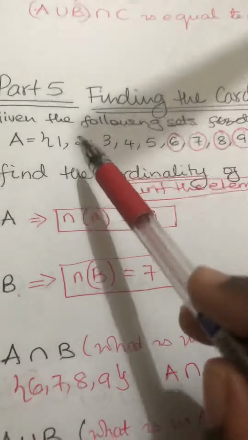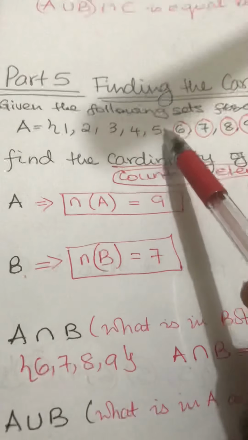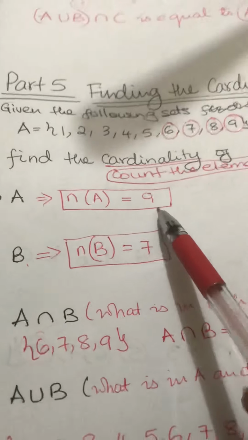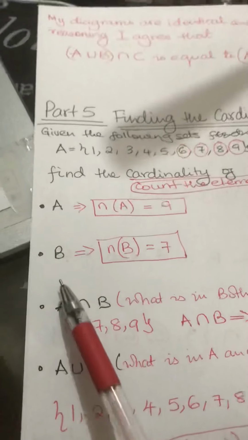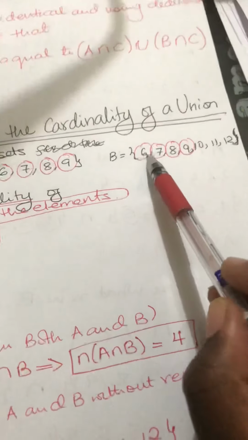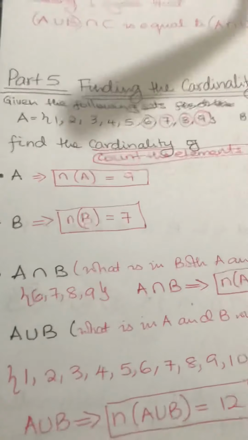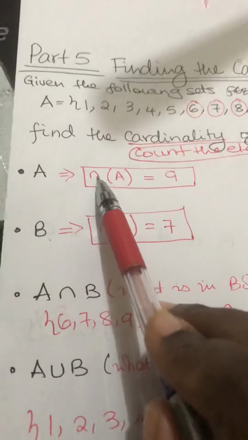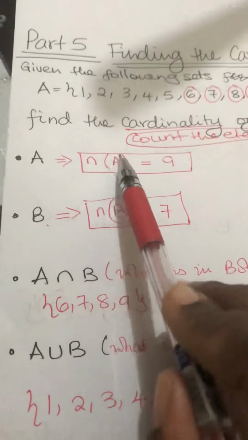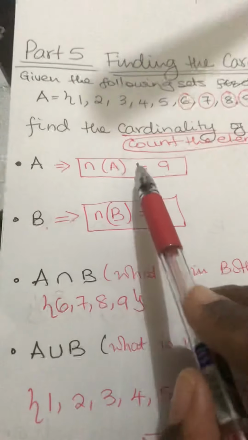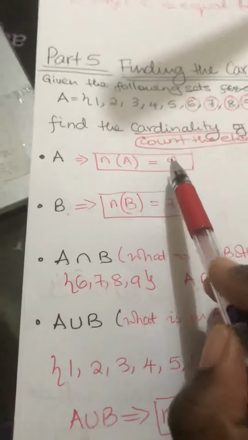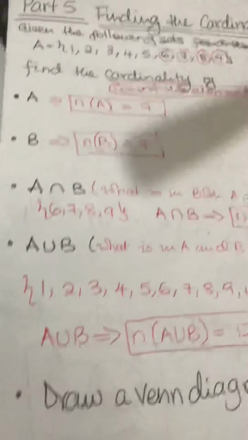Okay? So, finding the cardinality of A is easy. Count. 1, 2, 3, 4, 5, 6, 7, 8, 9. Cardinality of A is 9. Cardinality of B is the same. Count. 1, 2, 3, 4, 5, 6, 7. Cardinality of B is 7. When you're writing cardinality, please make sure you write the N, the bracket, and put your set name inside the bracket.